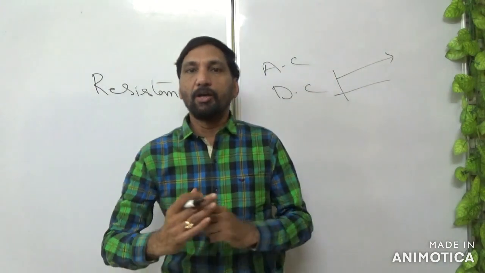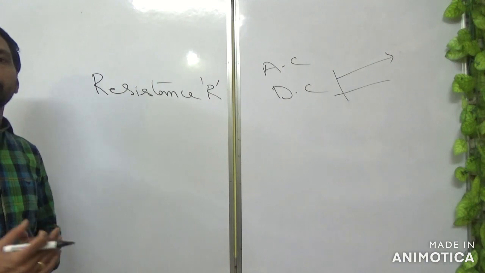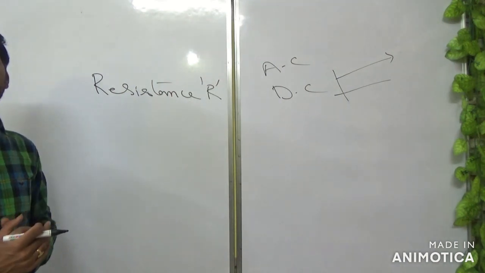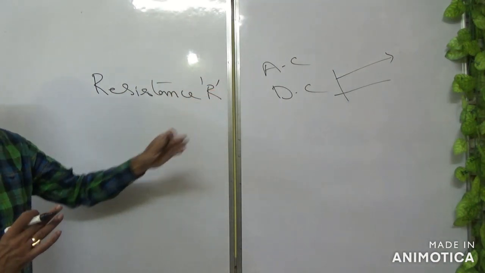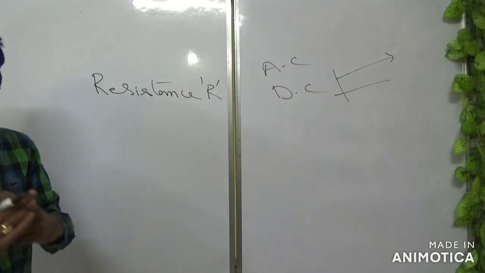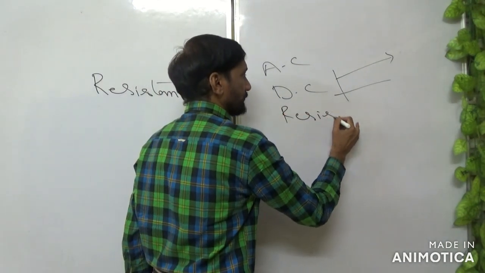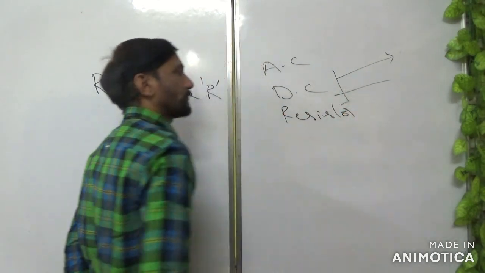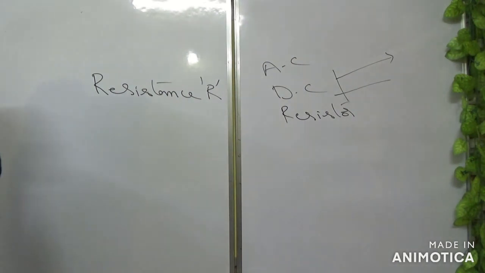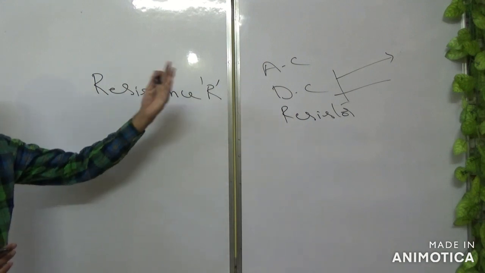So usually in electronic circuits we send direct current. This direct current is opposed by a conductor called a resistor. A resistor is an electrical device which will try to oppose the flow of direct current.